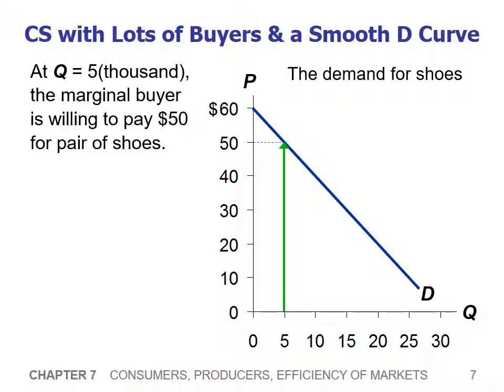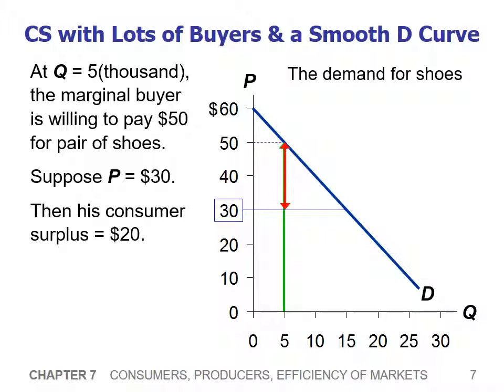So now, suppose 5,000 pairs are bought in the market. So the 5,000th buyer is the marginal buyer. That person is willing to pay $50 for that pair of shoes. Now suppose that person goes to the store and finds that the price for shoes is $30. This buyer's consumer surplus is the difference between what he or she was willing to pay and what they'll end up paying. So 50 minus 30, which is 20. Armed with this concept, we can develop the idea of the consumer surplus in the entire market.